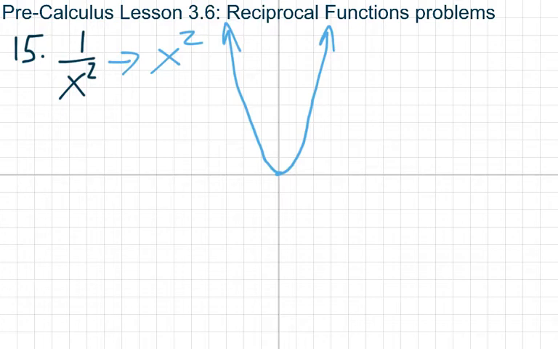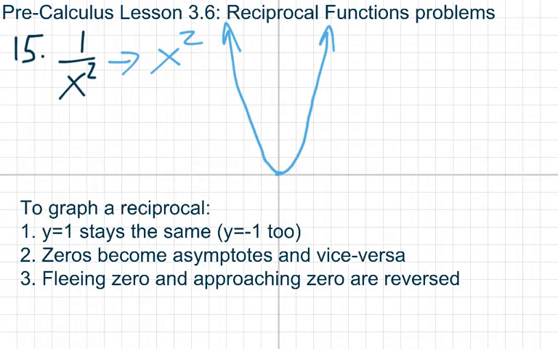So let's remember our three rules for graphing a reciprocal. Y equals 1 stays the same. Same thing with y equals -1. The zeros become asymptotes, and the asymptotes become zeros. And where the original graph gets closer to 0, the reciprocal will flee 0, and vice versa. So let's see if we have any of those situations.